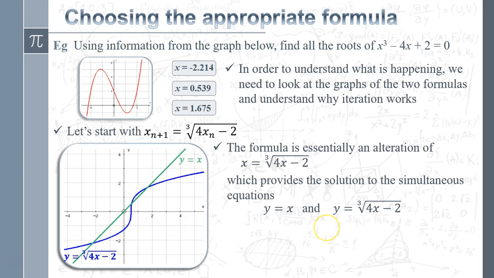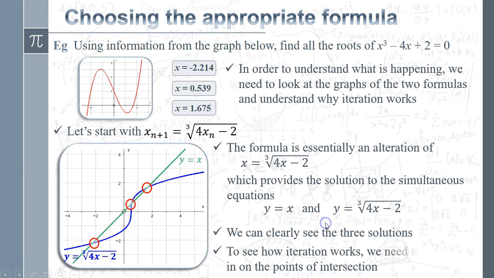And straight away from that we can see we've got 3 solutions. 1, 2, 3, and hopefully you can see this one here is just below minus 2, so that's the minus 2.214 I think it was. There's our middle root, the 0.539, and there's our upper root, the 1.645 that we saw previously. So there's our 3 roots, and let's just have a look at how the formula functions.